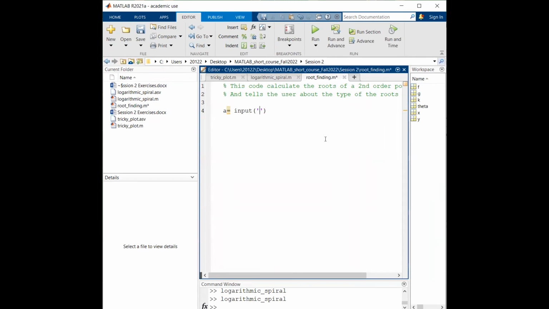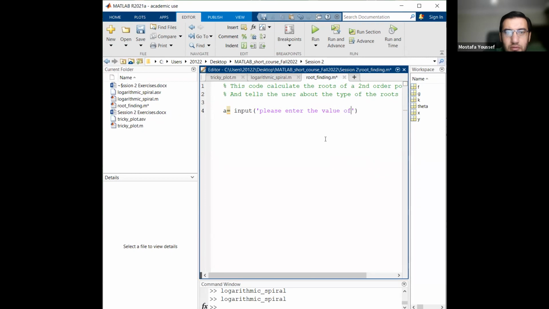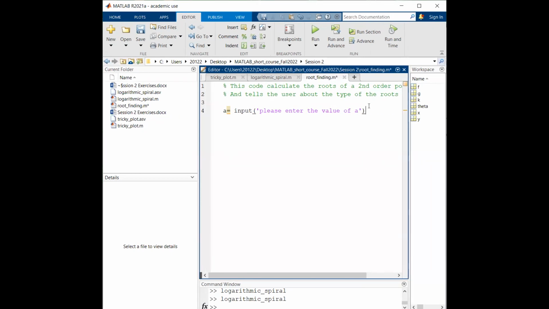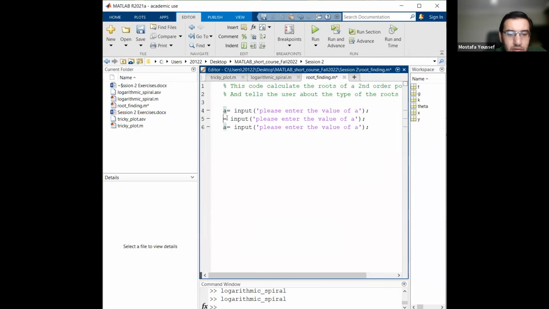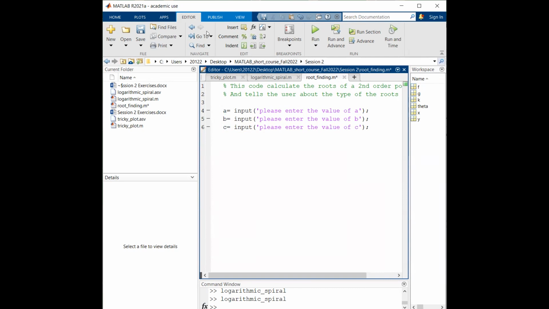Okay, and then write, please enter the value of A. Very good. And then semicolon. Great. And then do the same for B and C. Excellent. Let me do them quickly here. B, and here B, here C, and here C. Anything else you recommend?